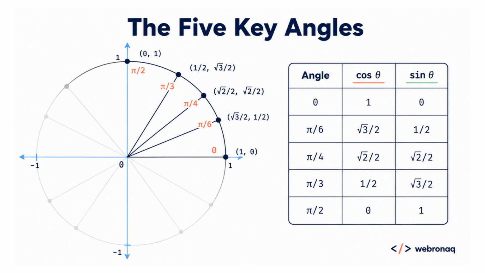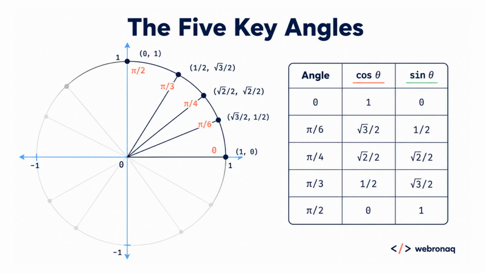At pi over 4, 45 degrees. The point is root 2 over 2 for both coordinates. This is the symmetric one. You're exactly between the x and y axis, so cos and sine are equal. At pi over 3, 60 degrees, the point flips to (1/2, root 3 over 2). Notice that it's the same two values as pi over 6, just swapped. And finally, at pi over 2, 90 degrees, you're sitting on the positive y-axis. The point is (0, 1). Cos is 0, sine is 1. 5 angles, 5 points.